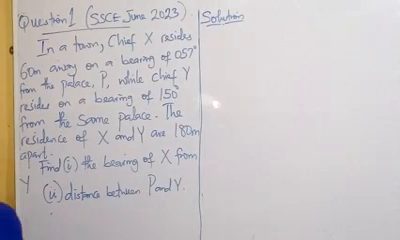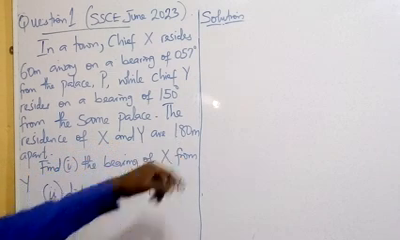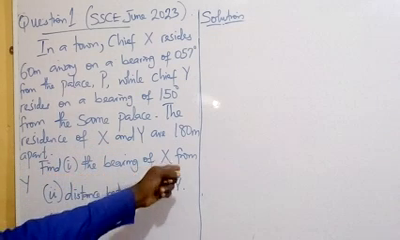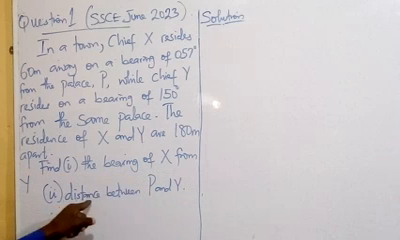All right, let's look at this second example on the board. In a town, Chief X resides 60 meters away on a bearing of 57 degrees from the palace P, while Chief Y resides on a bearing of 150 degrees from the same palace. The residents of X and Y are 180 meters apart. The question is, find the bearing of X from Y. And the second one, the distance between P and Y.